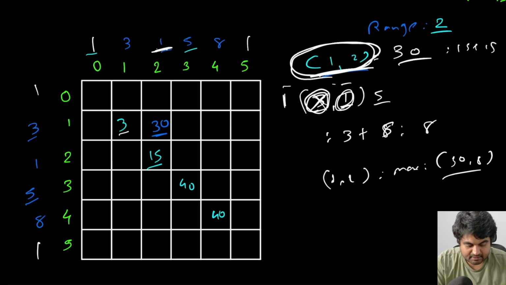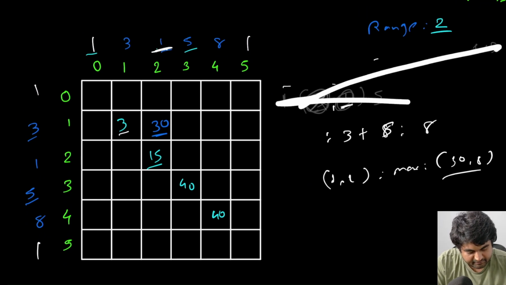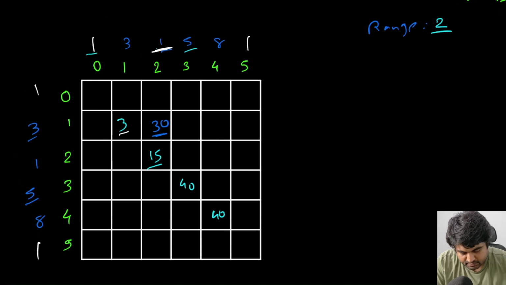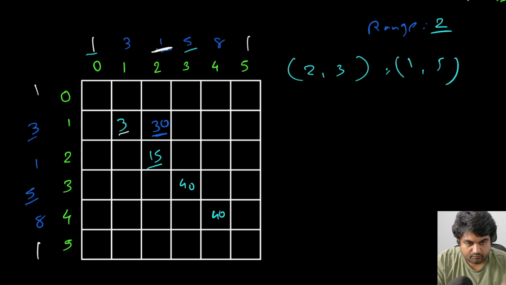Now let's come to the next range in our set of sequence, and I'll start moving quickly because I don't want to spend this much time on each of the things. Okay, next range would be 2 to 3. So now for 2 to 3, the values are going to be 1 and 5. Now for this one, what if we decide to burst balloon number 1 last?